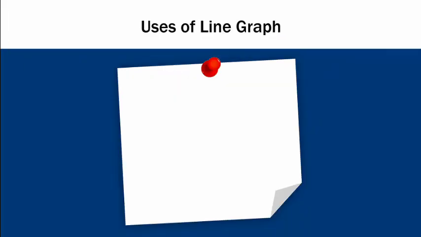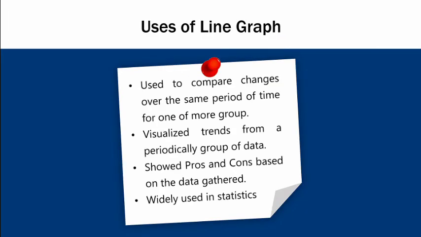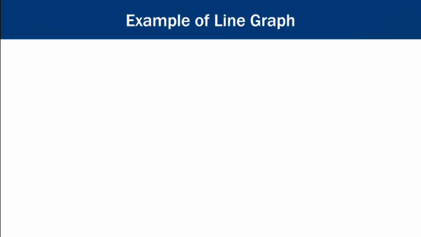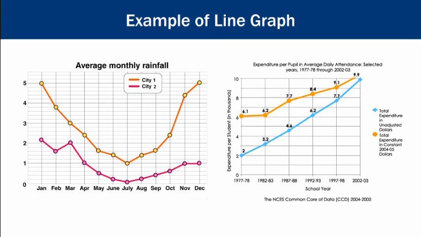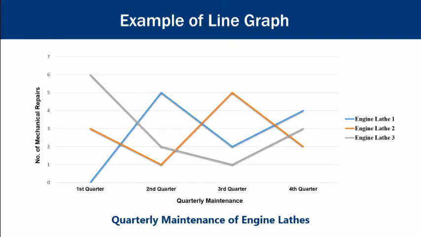What are its uses? Line graphs are used to compare changes over the same period of time for one or more groups. It visualizes trends from a vertically grouped data. It shows pros and cons based on data gathered, and also, it is widely used in statistics. Common examples are average amount of rainfall per month and average daily attendance of pupils. In line to our field, we use line graph to keep track on our machine's performance and maintenance.